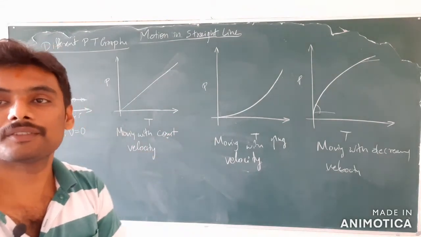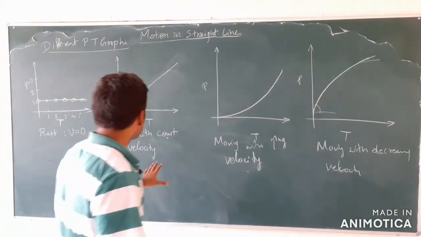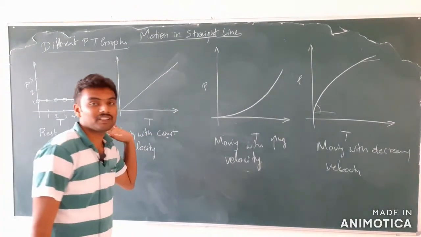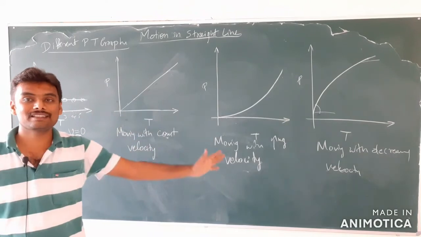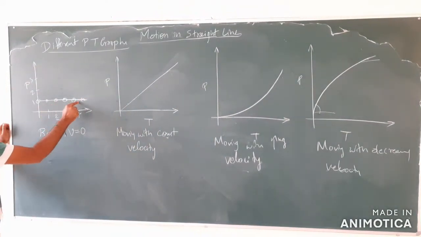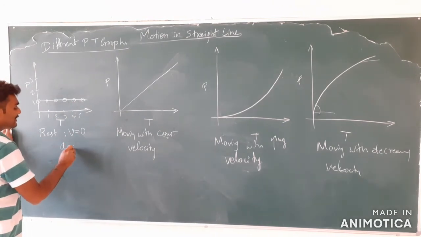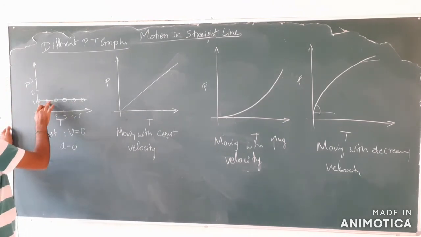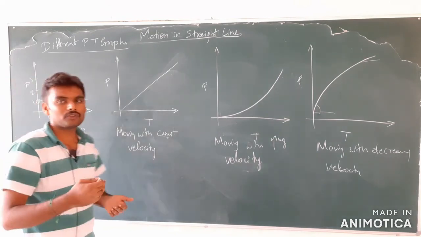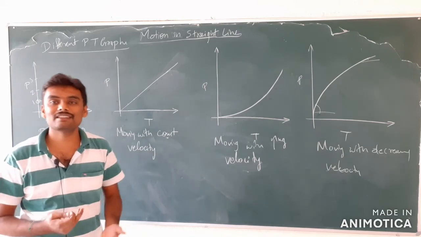Okay, thank you. Yeah, one more thing that I want to put here is what is happening to the acceleration in each case. In the first case, the velocity is not changing. Whenever the velocity is not changing, we say acceleration is 0. Velocity is obviously 0, 0, 0, 0, 0. So every time the velocity is 0, which means acceleration is 0.